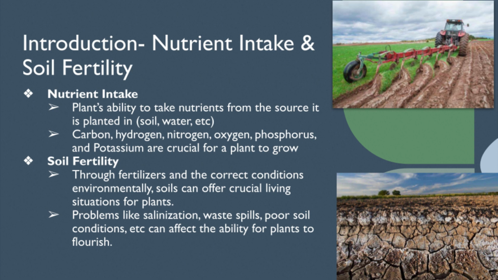Carbon, hydrogen, nitrogen, oxygen, phosphorus, and potassium are crucial for the plant to grow. Soil fertility. Through fertilizers and the correct conditions environmentally, soils can offer critical living situations for plants. Problems like salinization, waste spills, poor soil conditions, and more can affect the ability for plants to flourish.